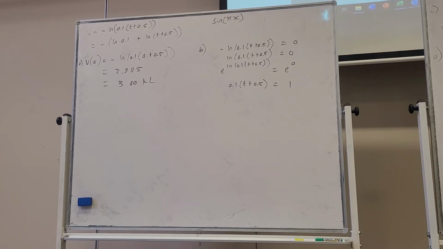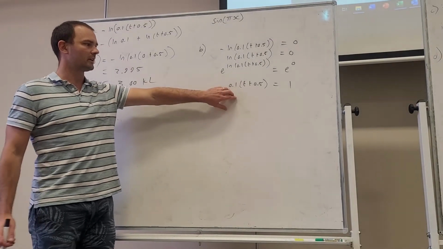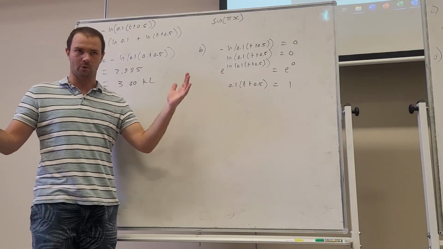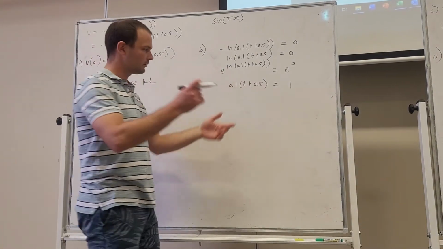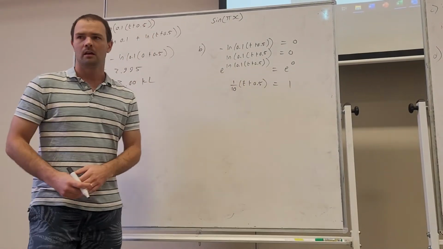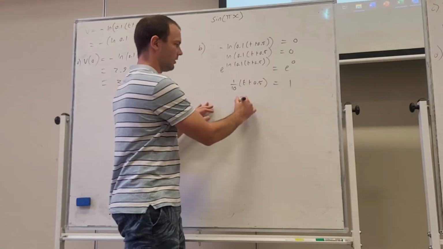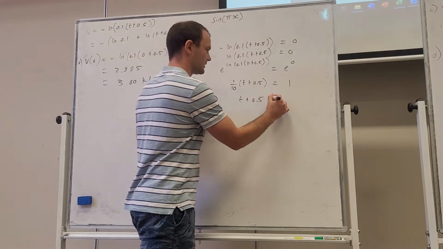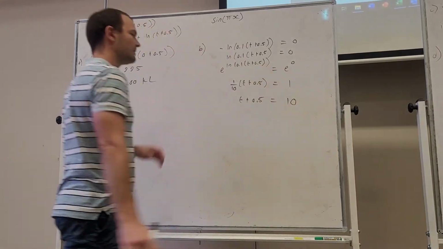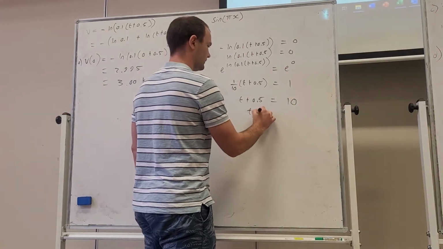Another connection here. Now you might be inclined, I've got 0.1 here, I want to get rid of that, so I'm going to divide both sides by 0.1. But let's try and think about things a little bit differently. 0.1 is 1 divided by 10. And so the way we can get rid of that is multiply both sides by 10. So in the next step, we're going to have t plus 0.5 equals 10. And then t equals 9.5.